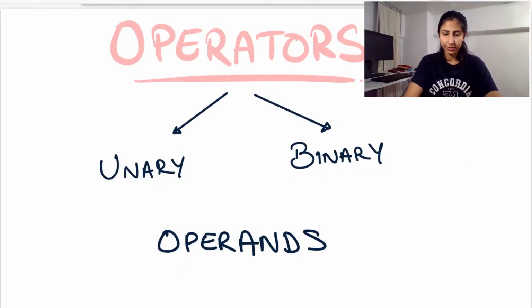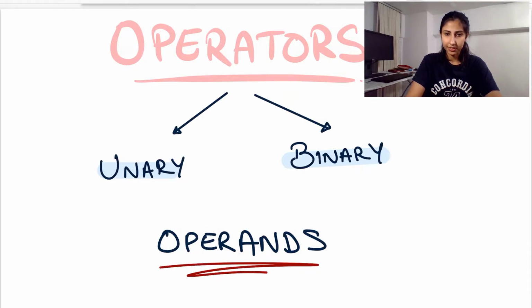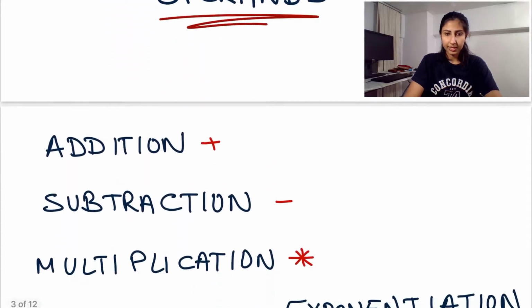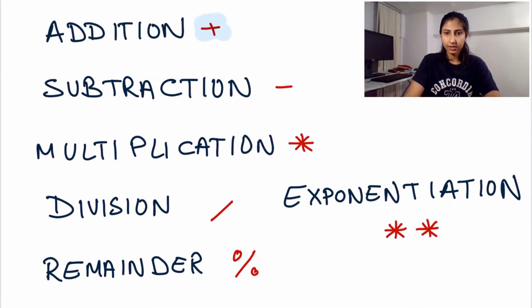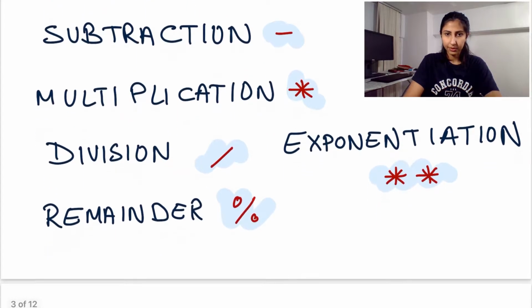So let's get started. Alright, so today we are going to talk about operators. We have two types of operators, unary and binary. Unary operators are those that are used on a single operand. What I mean by operand here is a value or an expression on which an operator is used. Binary operators have two operands. So we have our basic math operators here: addition, subtraction, multiplication, division, remainder, and exponentiation. All these are binary operators.